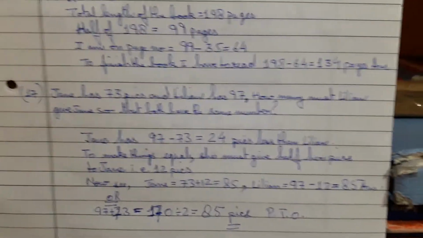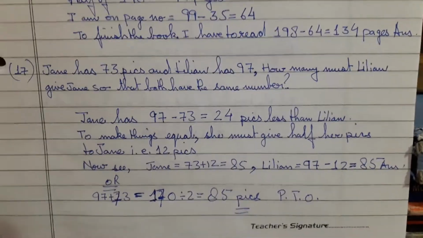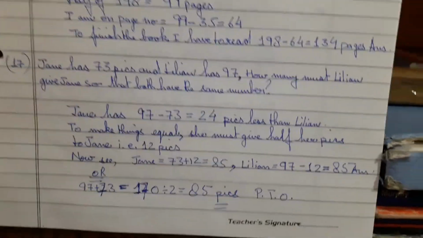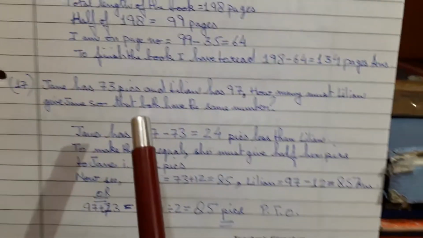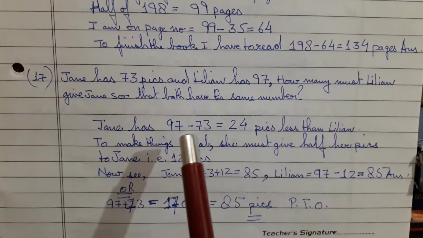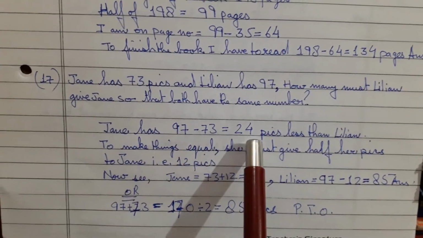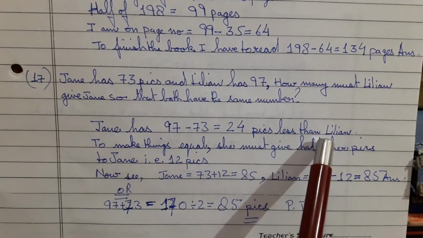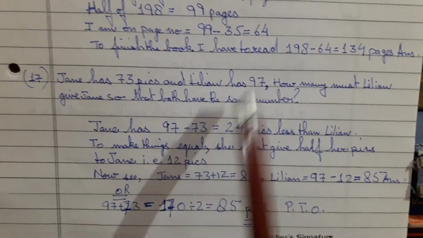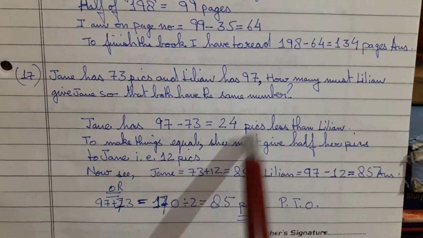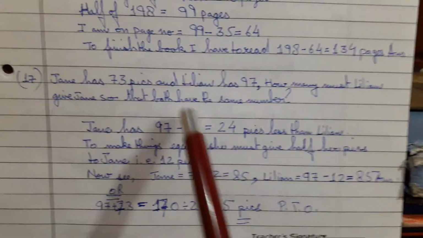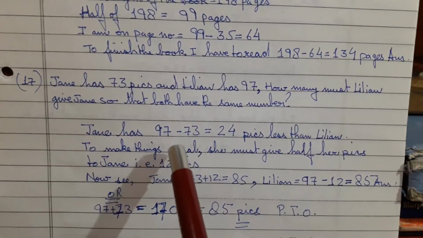Jane has 73 pictures and Lillian has 97. How many must Lillian give Jane so that both of them have the same number? So Lillian has 97 minus 73, 24 pictures, more than Jane. Now to make things equal, she cannot give 24.